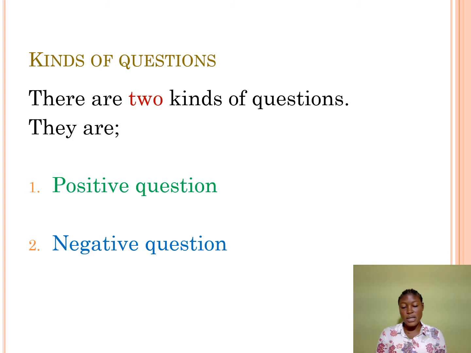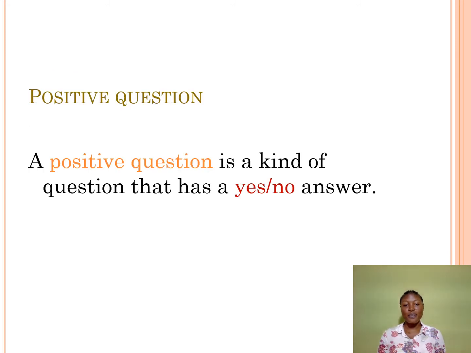Now we're moving on to the kinds of questions. We always ask questions, but they come in certain kinds. There are two kinds of questions. 1. Positive question. 2. Negative question. Now let's look at them one after the other. A positive question is a kind of question that has just a yes or no answer.